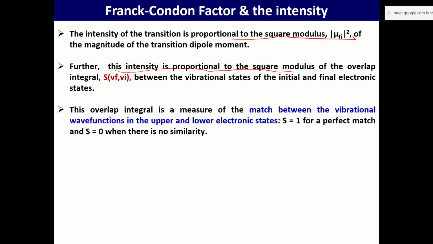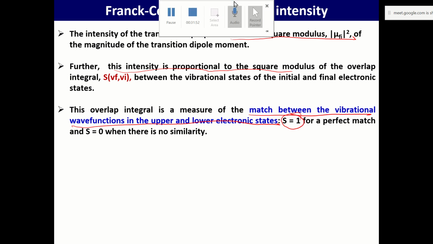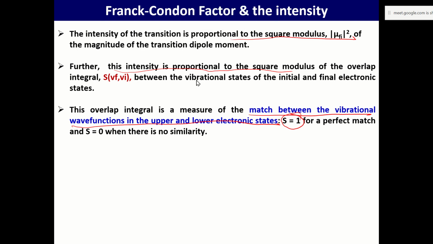So in the overlap integral, what we have are Vf and Vi, the two vibrational wave functions, and if the match between the vibrational wave function in the upper and lower electronic state is good, this S value... sorry, there was a phone call. Okay, the important thing is that we have separated out the vibrational integral and are denoting it as S Vf Vi. Oops, sorry, I dropped something.